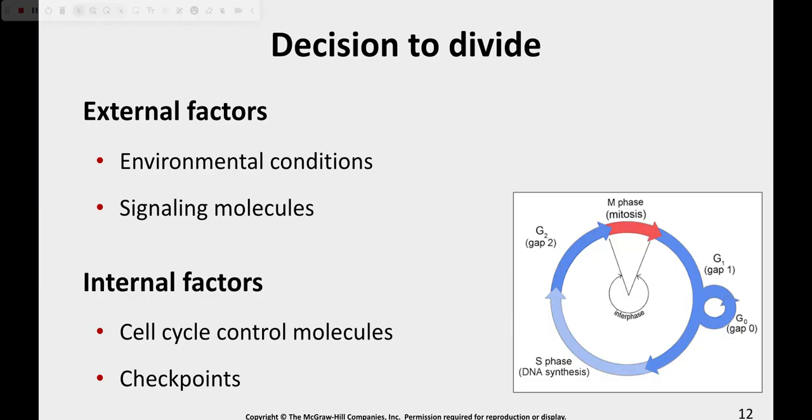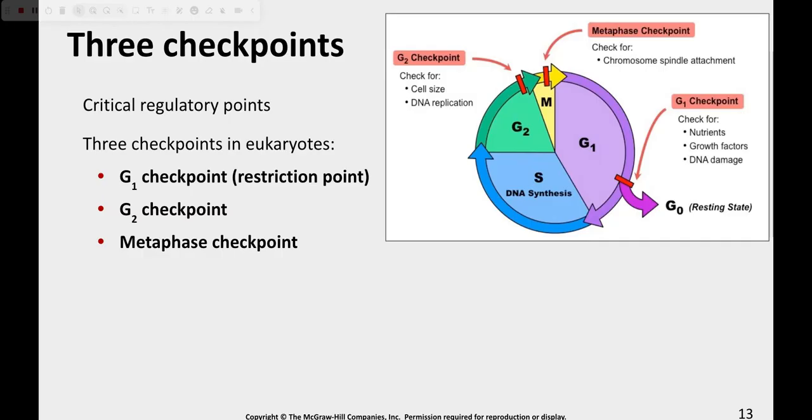Once it has determined it's going to divide, it's going to proceed through the cell cycle. And like I said, the cell cycle is highly regulated. As it goes through the cell cycle, there are checkpoints to make sure everything is okay for this cell to proceed with cell division. There are actually 3 checkpoints in eukaryotes: the G1 checkpoint, the G2 checkpoint, and the metaphase checkpoint. Metaphase is a phase within the M phase. This image gives us a very brief description of what these different checkpoints are looking for.